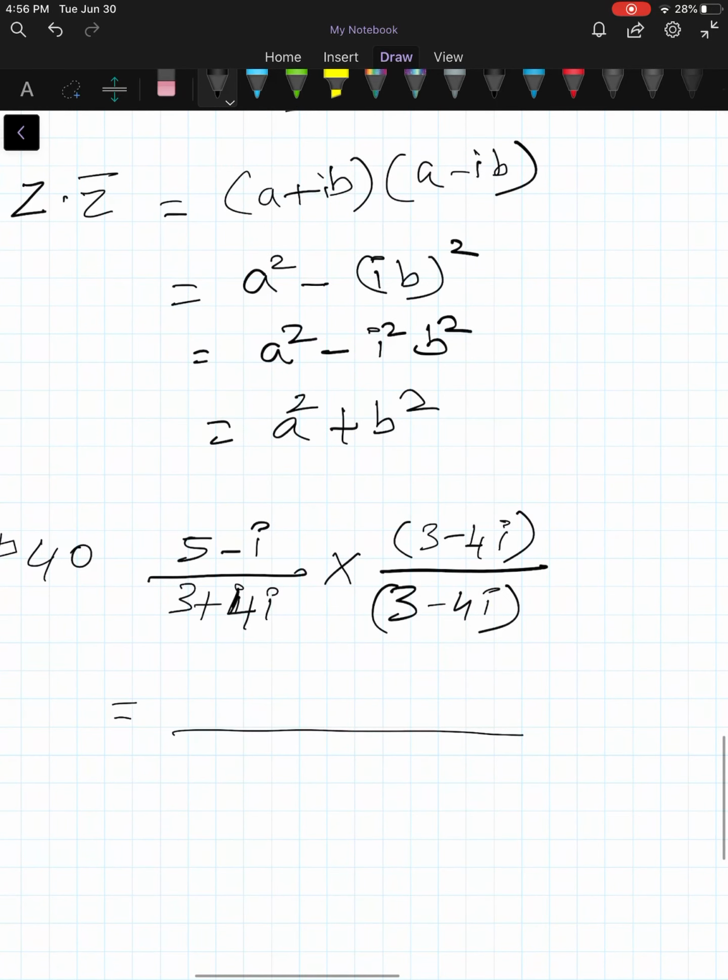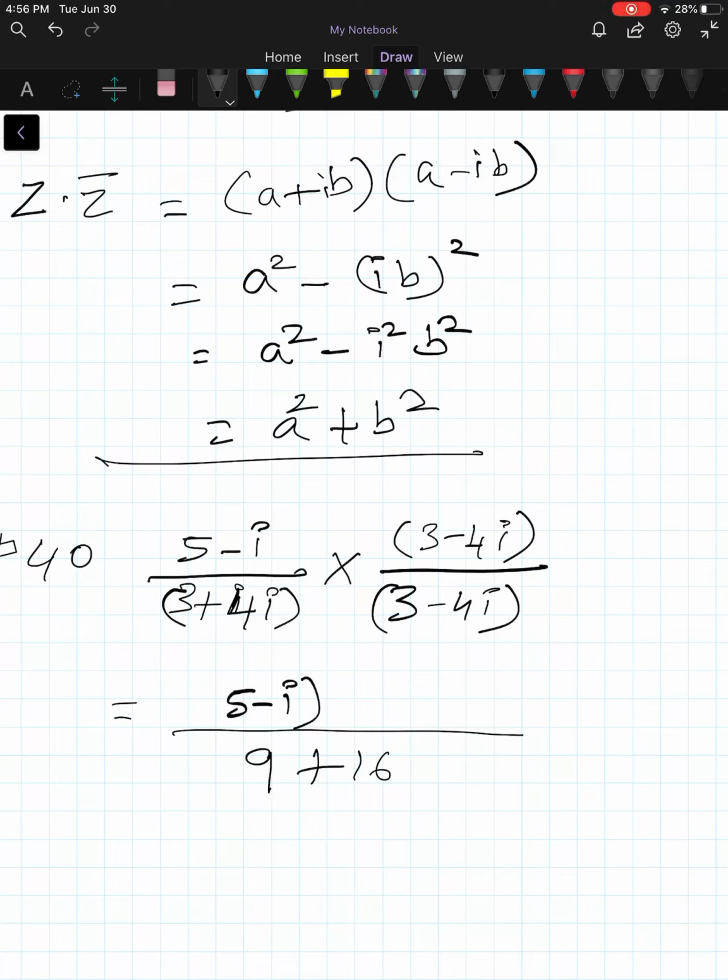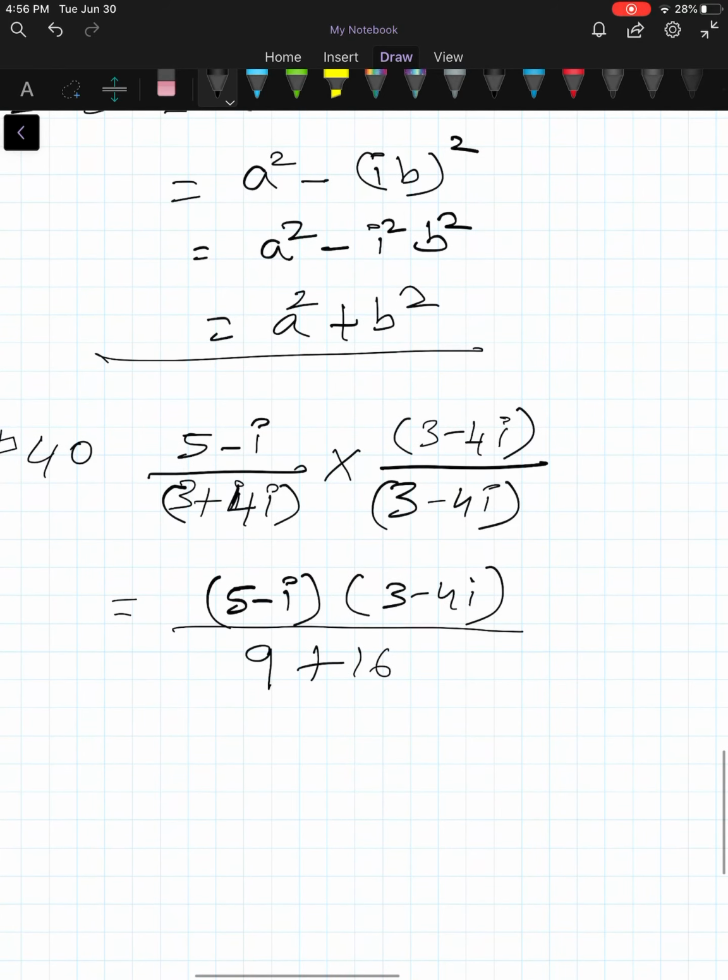So the denominator is nothing but the complex number multiplied by its conjugate. We already established the formula above. So that would be 3 square, which is 9, plus 4 square, which is 16. So you got rid of the complex part in the denominator. And the numerator is nothing but 5 minus i times 3 minus 4i.